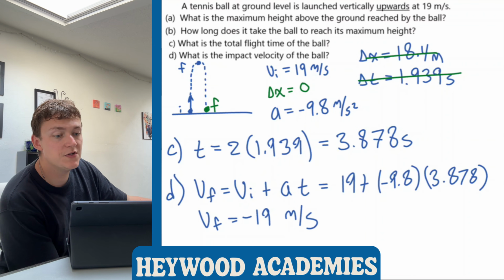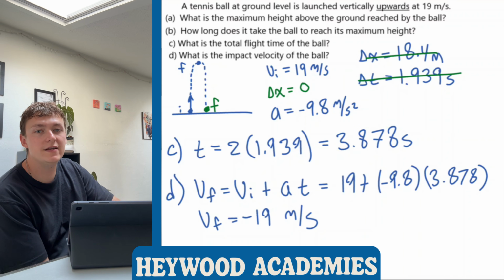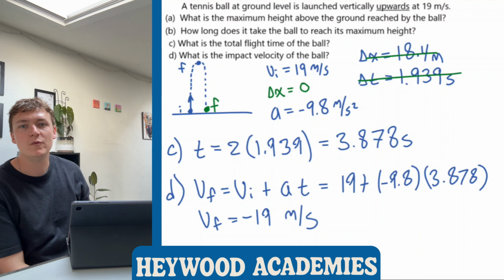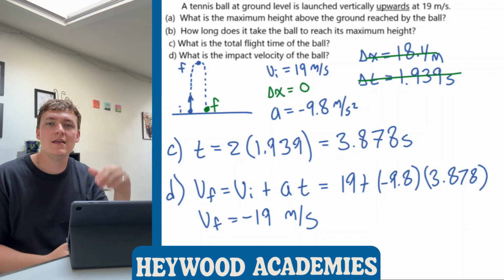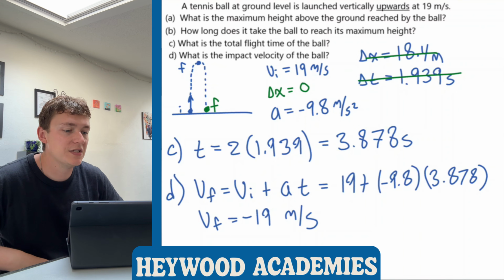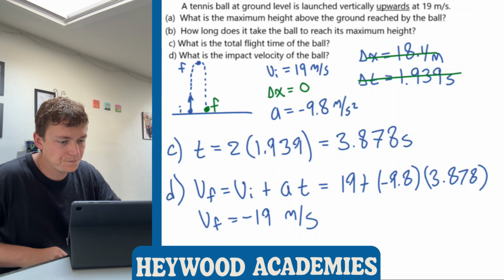So that's the same as our initial velocity, just negative. That should make sense because all that we did is we just went up and then back down. We should have the same speed, but now we're moving in the opposite direction. We started going positive, we ended up going negative. So we still have 19 meters per second for our speed, but our velocity is negative because we're going down.